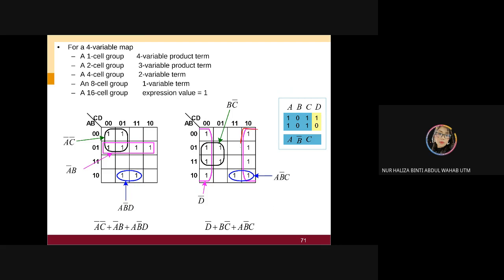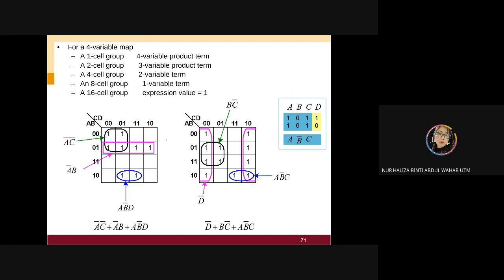And you can see your big cell here. What will be changed? Okay, C will be changed. D will be fixed, which is D bar. And the rest, you can see all the values are changing. So that's why D is the answer.